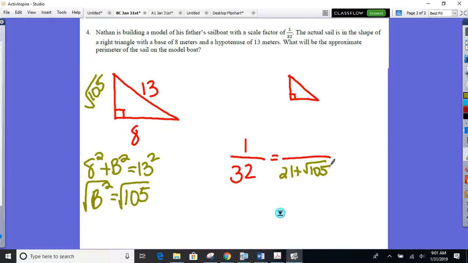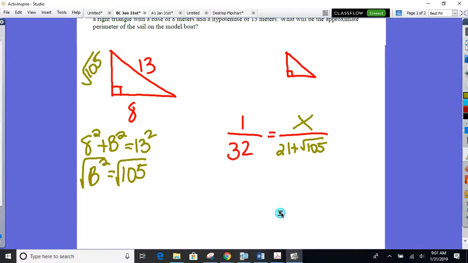The perimeter ratio is the same as the similarity or the side ratio. Okay, so since the sides are in a ratio of 1 to 32, so will the perimeters. And now I'm trying to find the perimeter of the smaller one. It's just easier than setting up 3 different proportions to find all 3 sides of this right triangle. Cross multiply. Looks like you're going to divide both sides by 32 at the end.